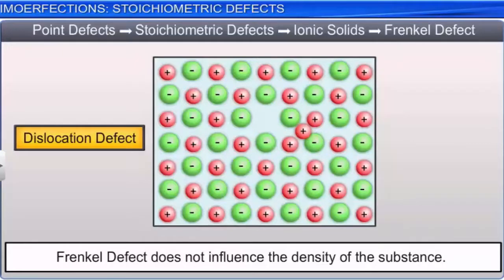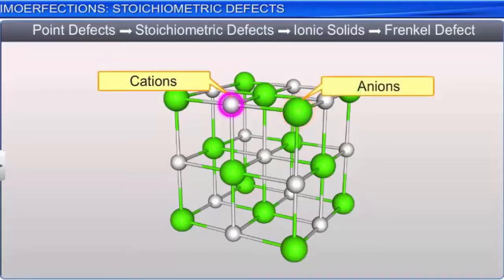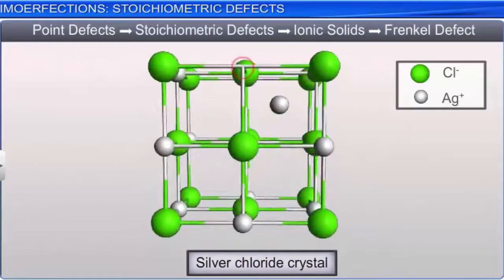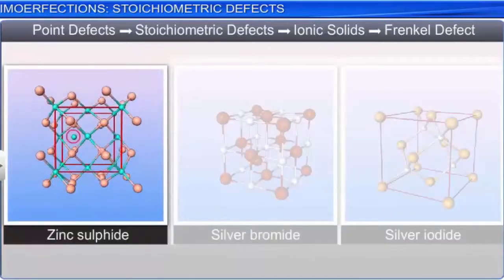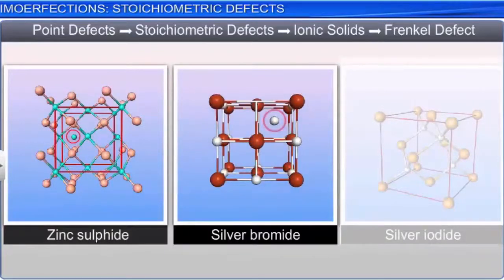This type of defect occurs in compounds with ions of different sizes. Since cations are smaller than anions, cations can easily fit into the vacant spaces in the lattice. For example, in a silver chloride crystal, an Ag+ ion occupies an interstitial site by leaving a vacancy at the original site. Zinc sulfide, silver bromide, and silver iodide are other examples that have Frenkel defects.